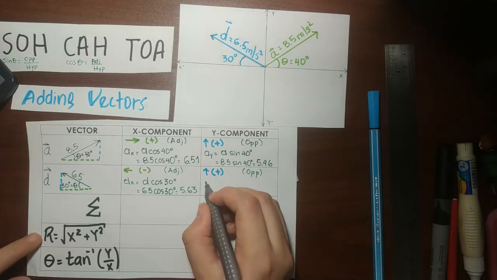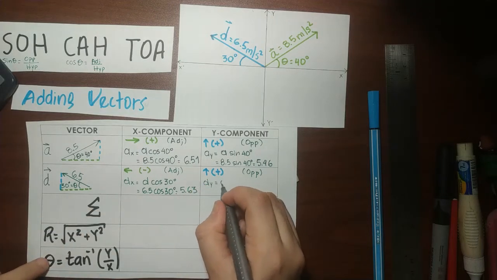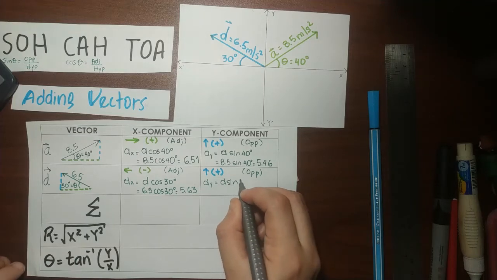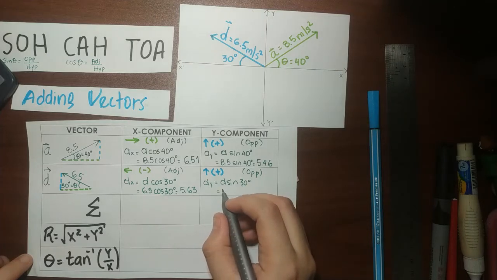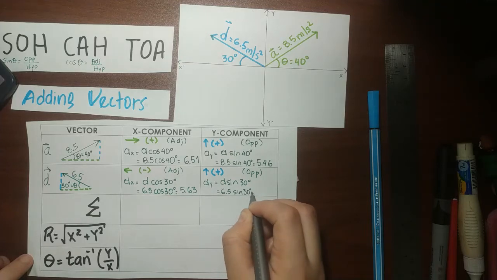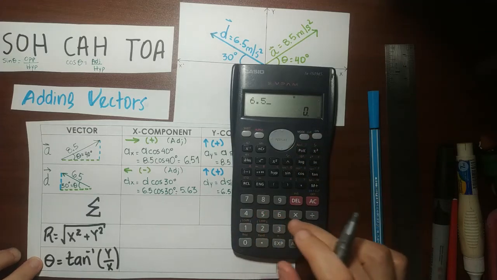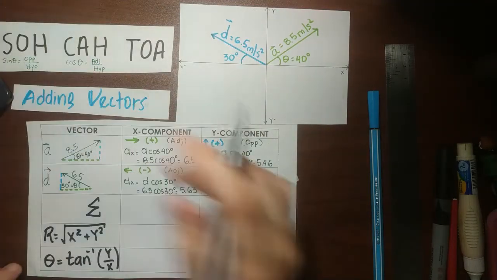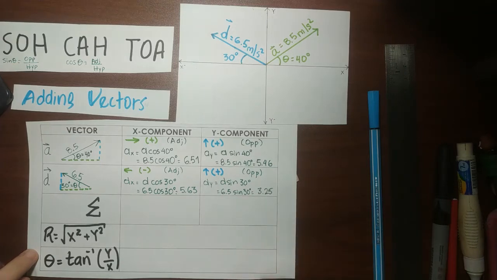And we say my component in y for the vector d is vector d, or the hypotenuse, times sine of 30. So this is equal to 6.5 sine of 30. So this should be 3.25. Let's see what happens. 6.5 sine of 30 is 3.25, because the sine of 30 is 0.5. Now this is 3.25.